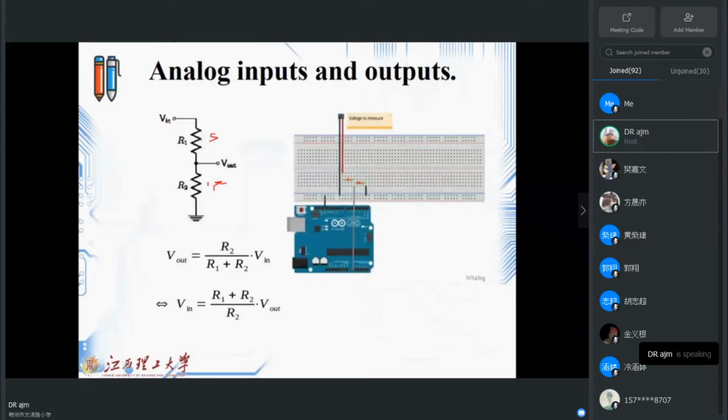And this is generally 5 volt and ground. Then if I want to know the V out, meaning the voltage which I can read from my Arduino, the formula will give me how to calculate and know this voltage.